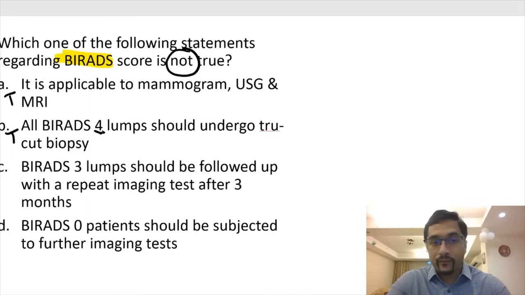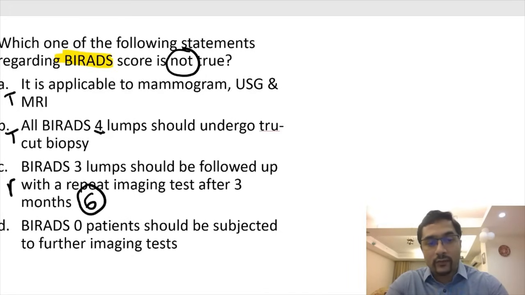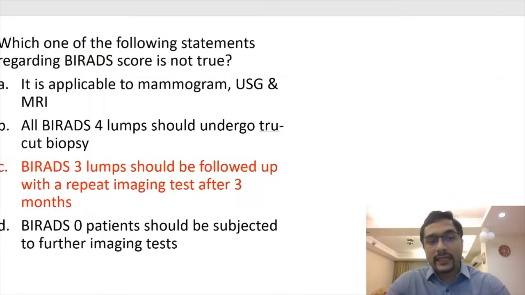This is also true. BI-RADS 3 lumps should be followed up with repeat imaging tests after 3 months. Right? So BI-RADS 3 is probably benign and we keep the patient under short-term follow-up. But the short-term follow-up is after 6 months and not 3 months. So this is a false statement. And BI-RADS 0 is incomplete test where you can't make out what is the actual problem there, and there you need further imaging. So the correct answer here is C. For BI-RADS 3, 6 monthly follow-up is required.